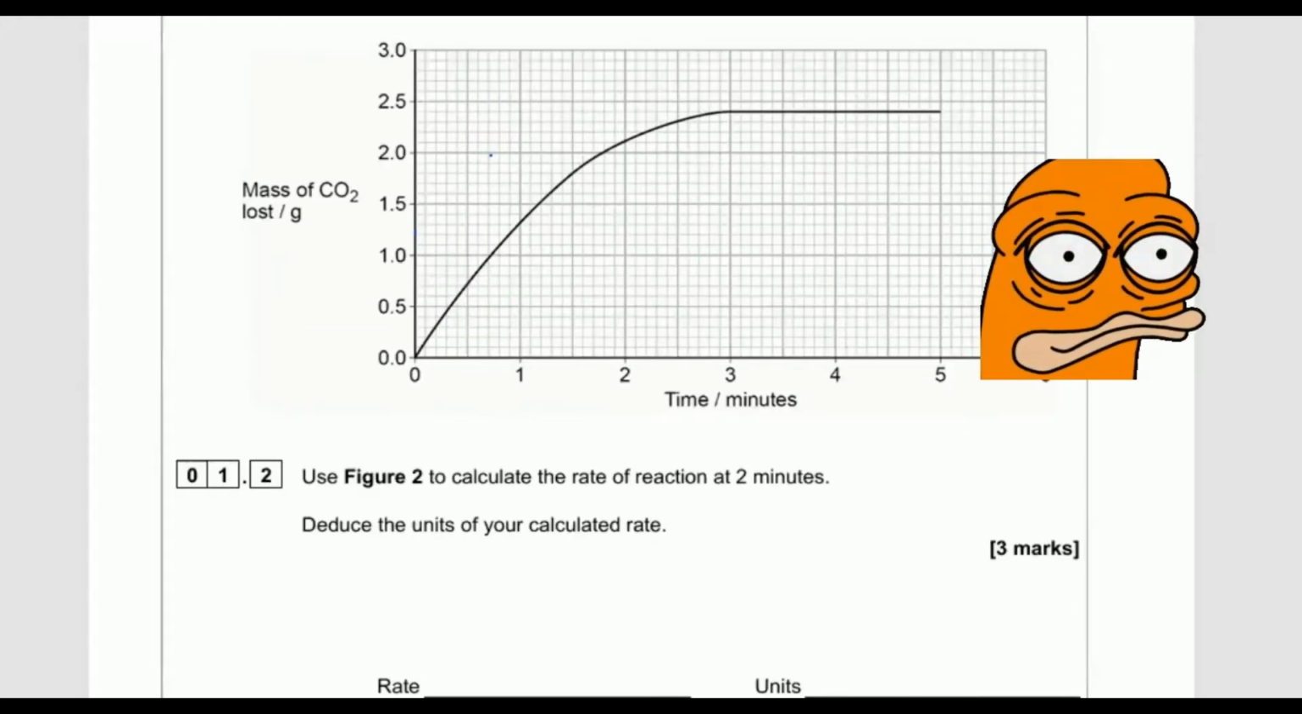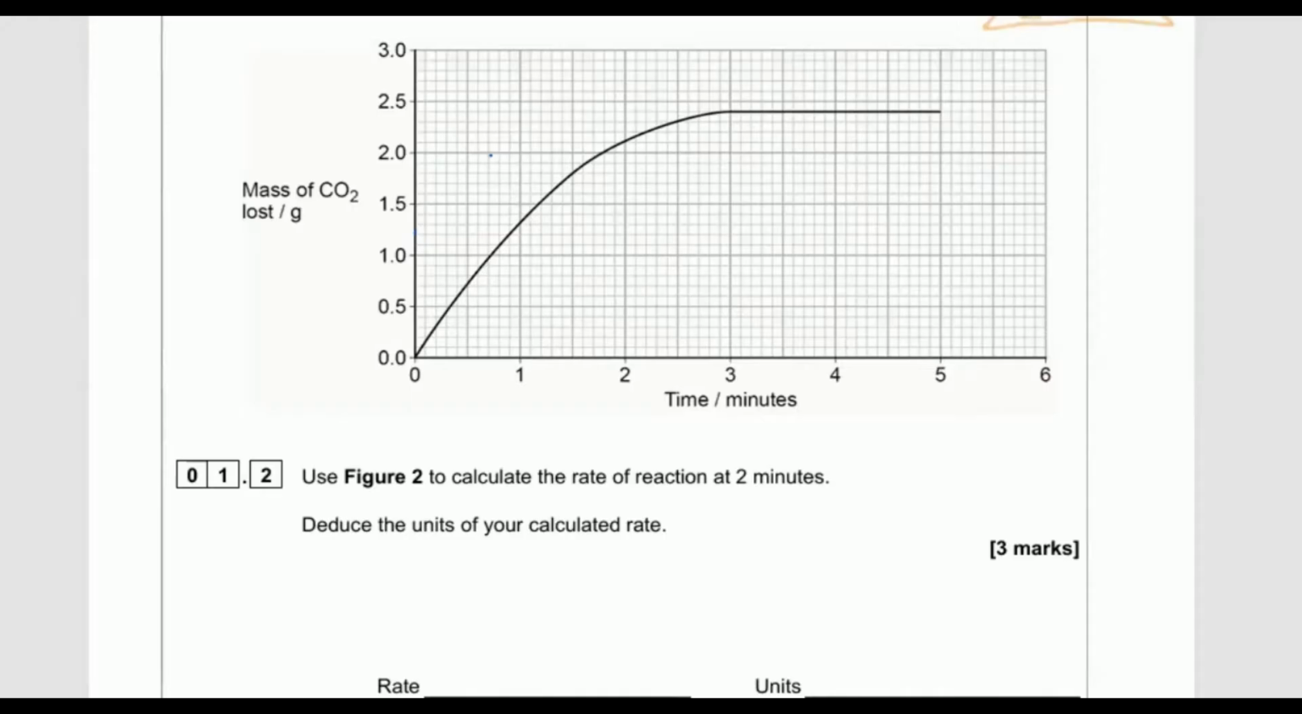So let's have a look here. 1.2. Use figure 2 to calculate the rate of reaction at 2 minutes. Deduce the units of your calculated rate. So at the bottom, we've got rate and units written, and this is worth 3 marks.